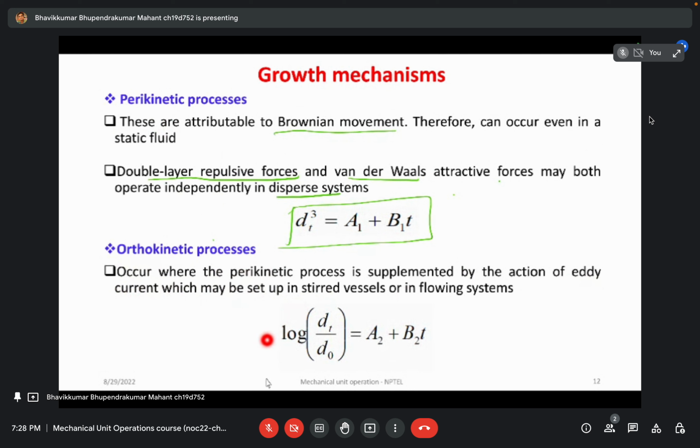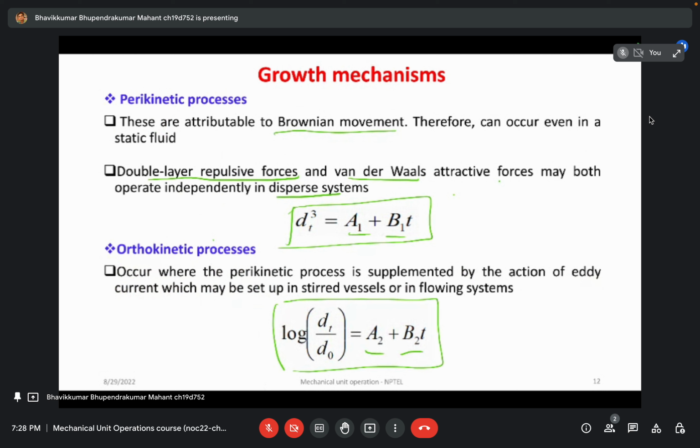And the typical formula for the orthokinetic process is the log of dt by d0 equal to A2 plus B2t. Here A1, B1 and here A2 and B2. We can represent it in the form of x plus yt, or A plus Bt. But here A1 and A2 are different, you can consider that both are different.